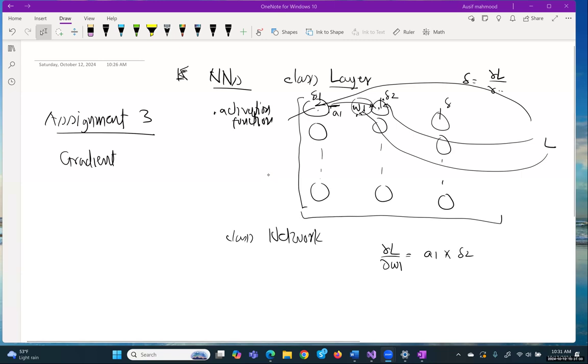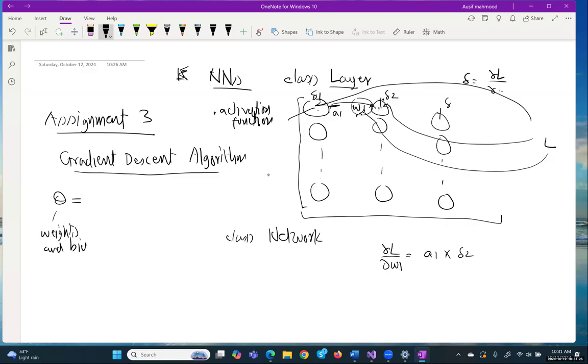The other thing we discussed in assignment 3 was the gradient descent algorithm. This is the main training algorithm that we use in training neural networks. The fundamental idea, if you remember, was that if theta represents the weights and biases of our network, then as we go into our training loop.